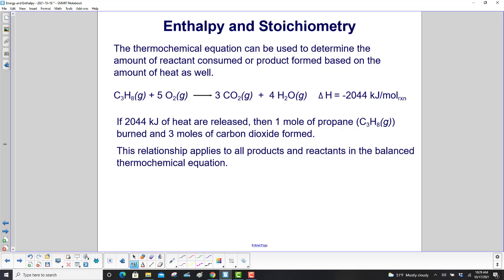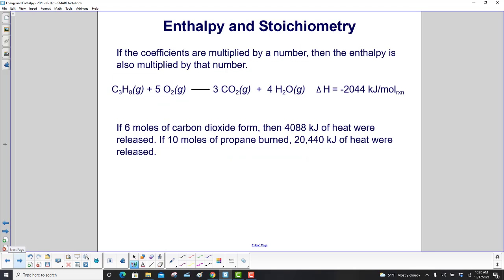The thermochemical equation can be used to determine the amount of reactant consumed or product formed based on the amount of heat as well. So if 2,044 kilojoules of heat are released, then 1 mole of propane, right, there's a 1 in front of that, that's understood, burned, and 3 moles of carbon dioxide formed. This relationship applies to all products and reactants in the balanced thermochemical equation. If the coefficients are multiplied by a number, then the enthalpy is also multiplied by that number. So if 6 moles of carbon dioxide form, then 4,088 kilojoules of heat were released.